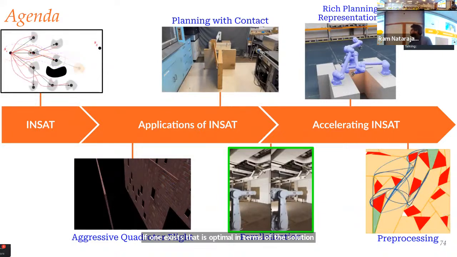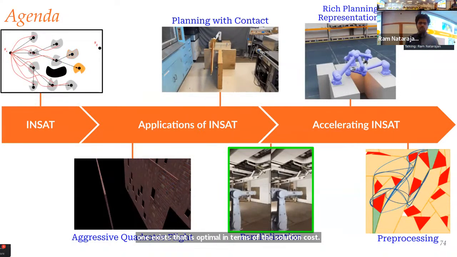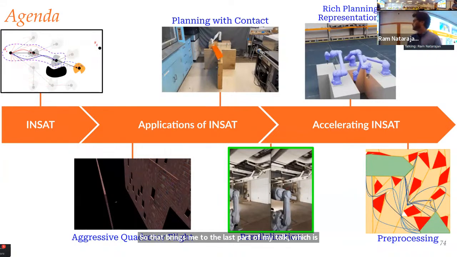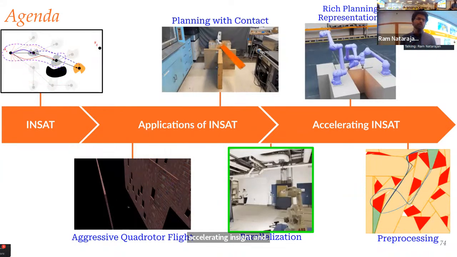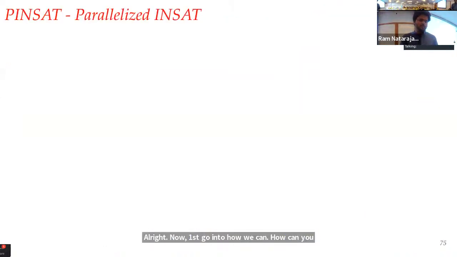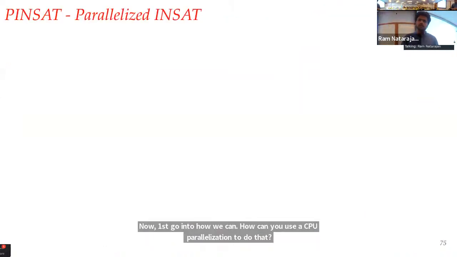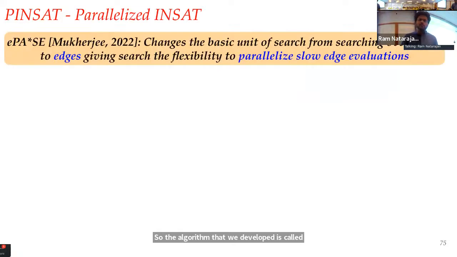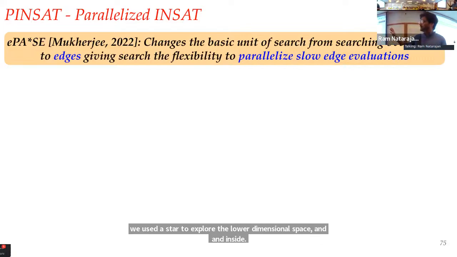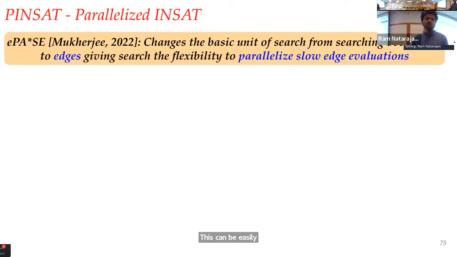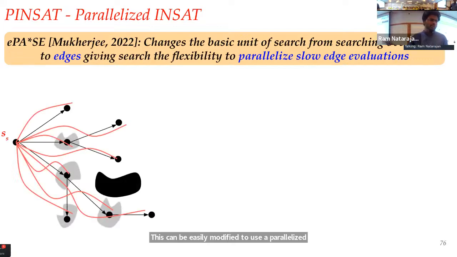Cool. So that brings me to the last part of my talk, which is accelerating INSAT. I'll first go into how you can use CPU parallelization to do that. The algorithm that we developed is called PinSat. The inspiration here comes from a recent method that was developed in the heuristic search community called ePace. We used A star to explore the low dimensional space in INSAT. This can be easily modified to use a parallelized algorithm without sacrificing any of the properties. So let's see how we do that.